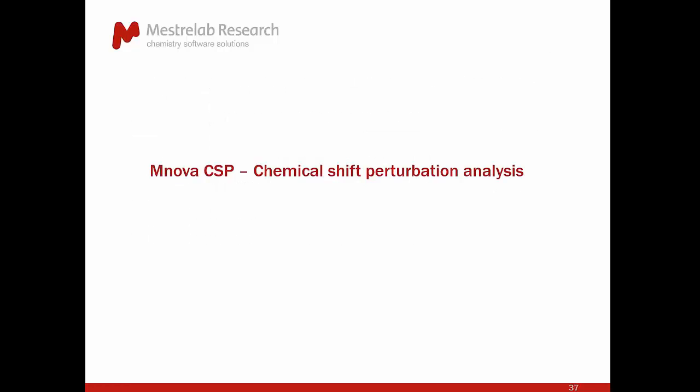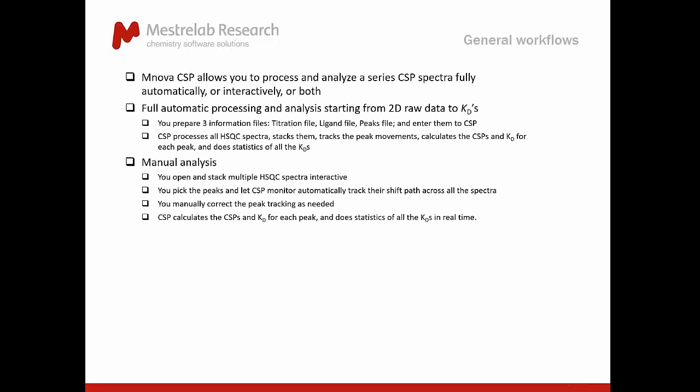Next, I'll show this Mnova CSP chemical shift perturbation analysis. Right, so we know we use this kind of 2D spectrum to do KD measuring and to do other analysis as well. The Mnova CSP allows you to do this fully automatically, or do it manually, or like a combination of both.